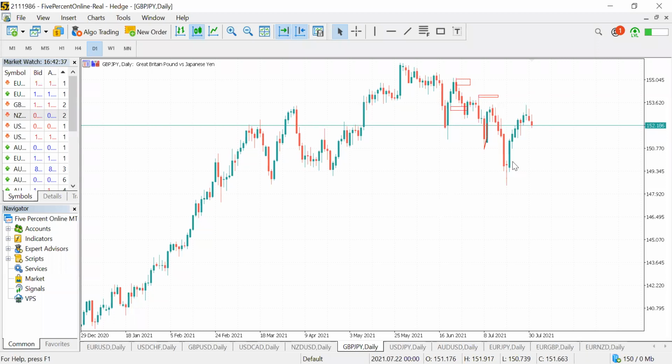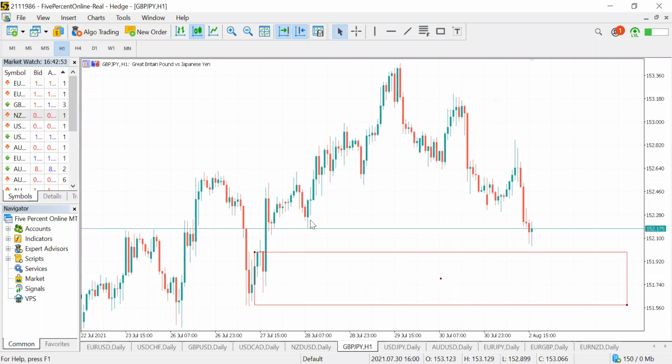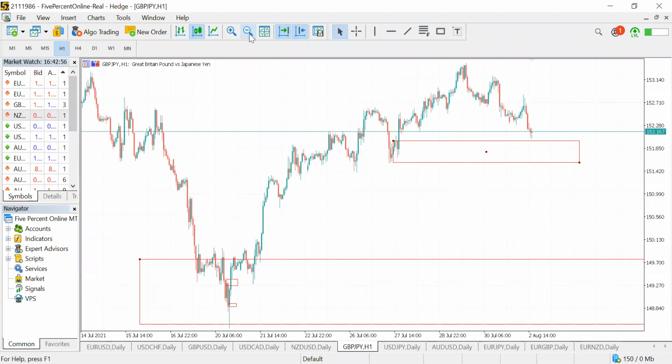Interesting. So it looks like it wants to turn around, but we have a very nice demand form right there. Let me see if there's any other. Not sure about this one, but surely that one. Although it didn't have a lot of continuation, so I'm not sure how strong that one will be.